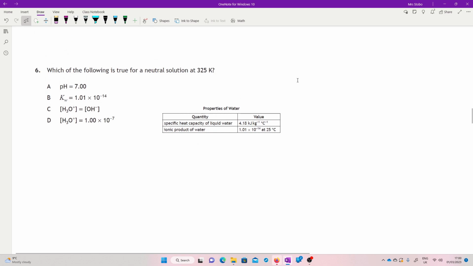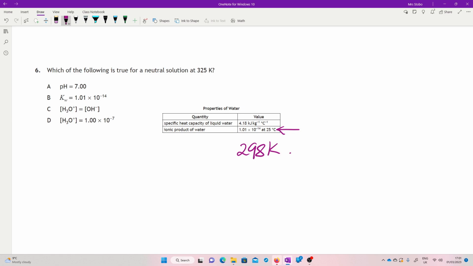Question 6. Which of the following is true for a neutral solution at 325 K? Okay. Right, so you do have to do a little, I've pulled out the data book page here for the properties of water, because there is something very specific that we have here that is important. The ionic product of water is 1.01 times 10 to the minus 14 at 25 degrees C. Okay, that is 298 K, that's your standard temperature.